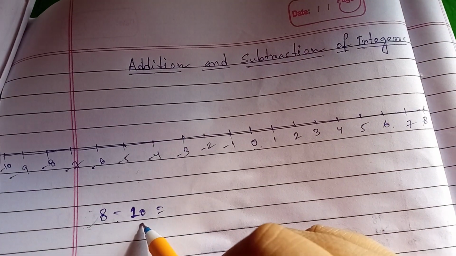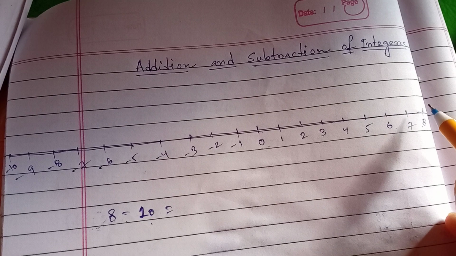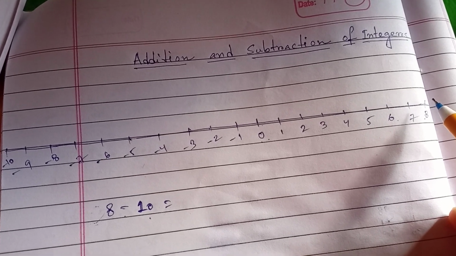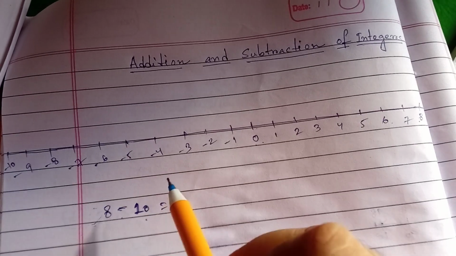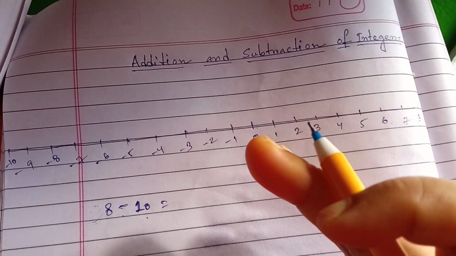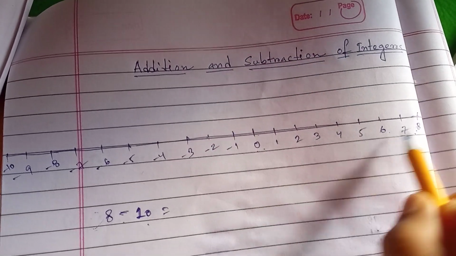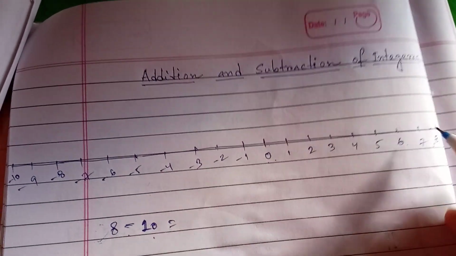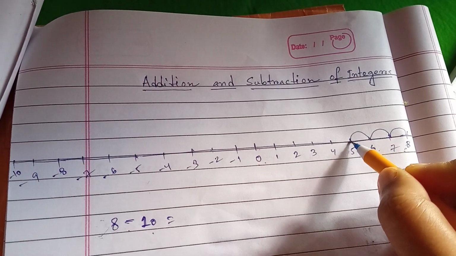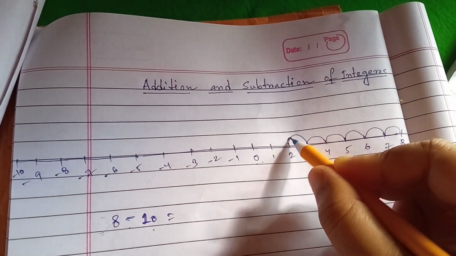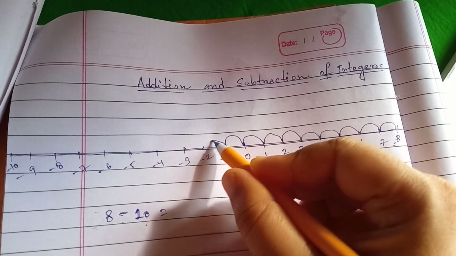So minus 10 means take away 10. So 10 is the number of steps. If you take away 10 steps from 8, what number will you get? For this you have to move to the left, because the minus sign is here, so we will go to the left side. So 8 is here, and now you count 10 steps: 1, 2, 3, 4, 5, 6, 7, 8, 9, 10.